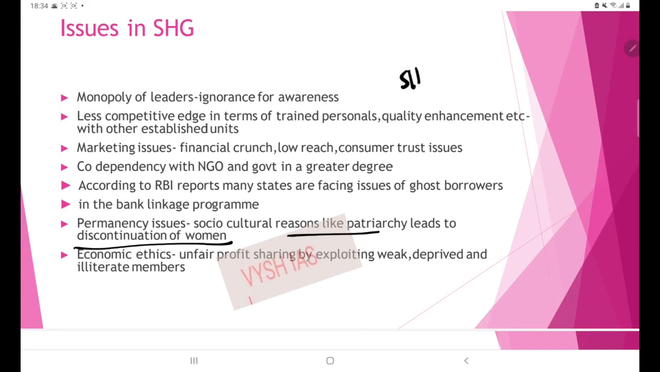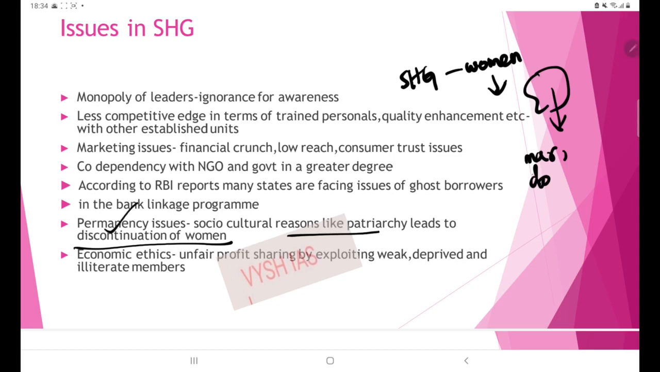Since self-help groups are mainly dominated by women, these women somehow have to get out from this group in the near future, because they will be facing hurdles due to marriage pressure. They will be having this double burden of household chores and child care. So due to these factors, these women have to step out from their groups. So this is an issue of permanency.